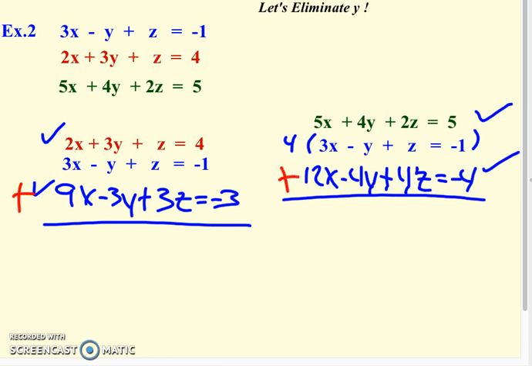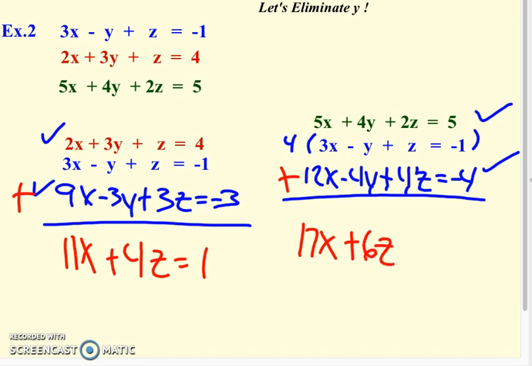Okay, so adding together, my y's are going to drop out. I've got 11x plus 4z is equal to 1. Over here, I've got 17x plus 6z is equal to 1.